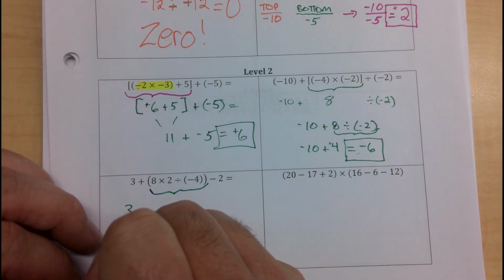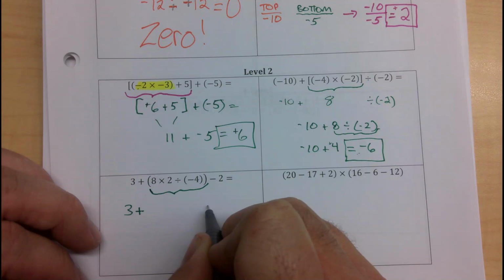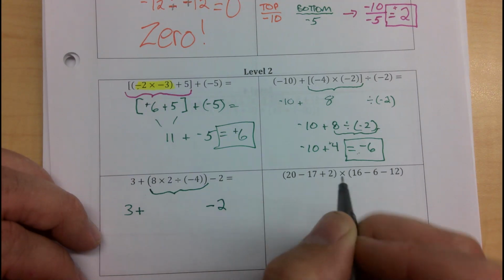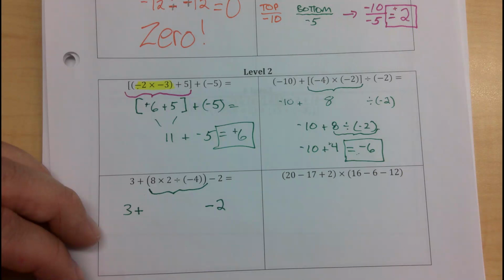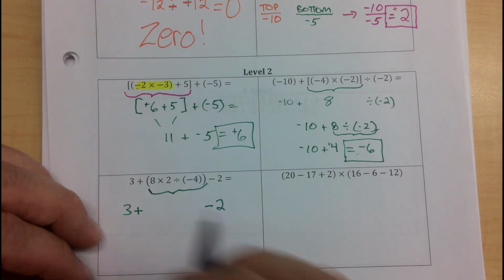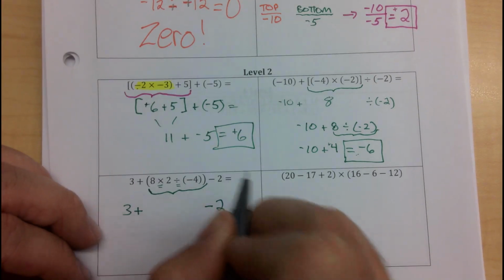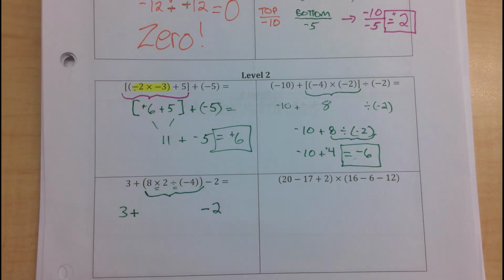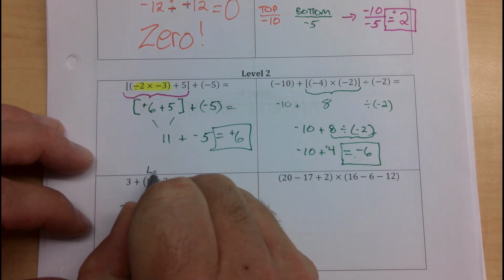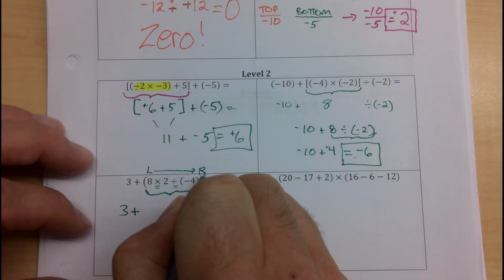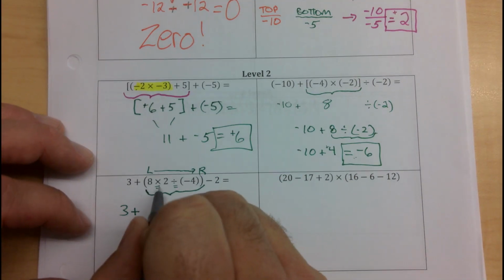Okay, 3 plus, subtract 2. Ignore what you're not doing. Now here inside you've got two things that are equal priority. Multiplication and division are an exact tie. So what's the default? Left to right. Okay, so we're going left to right. All right, so left to right means this.